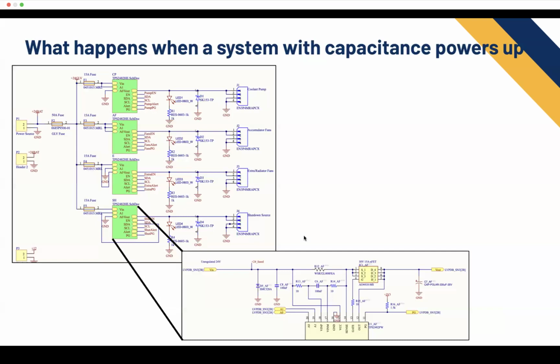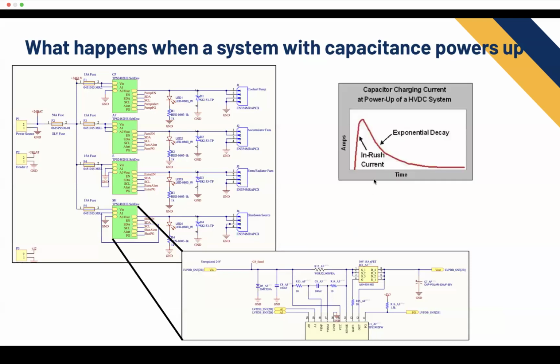So it's going to charge up really fast. There's going to be a really big current, and then it's going to settle down. And that current looks like this. It's called inrush current. So when this turns on, the capacitor looks like a short. You source a bunch of current into that, and then after that, you slowly exponentially decay until the capacitor is fully charged and your system is up and running.